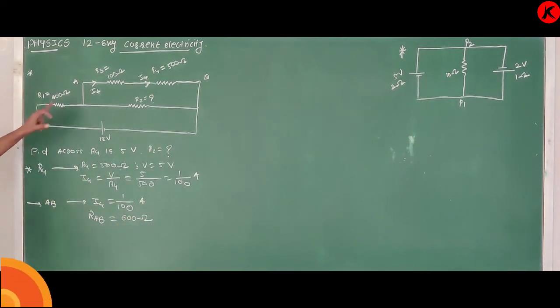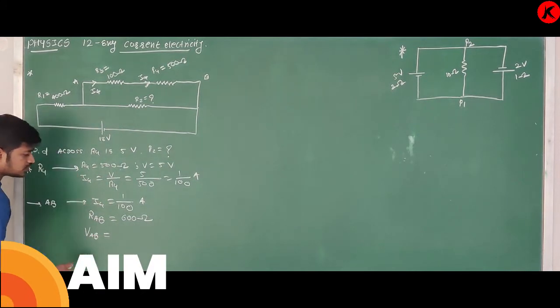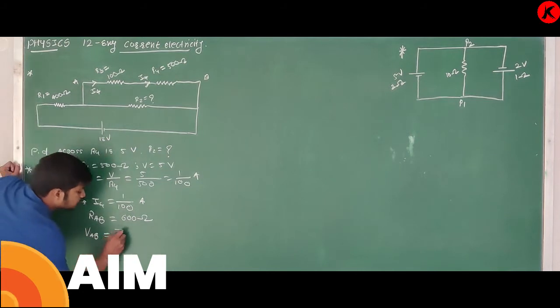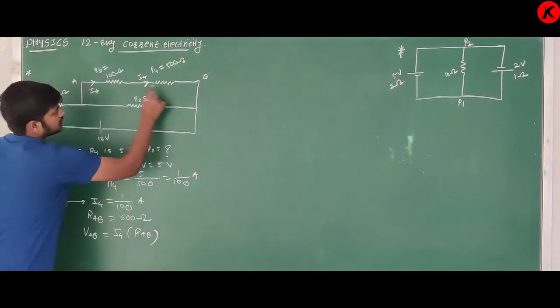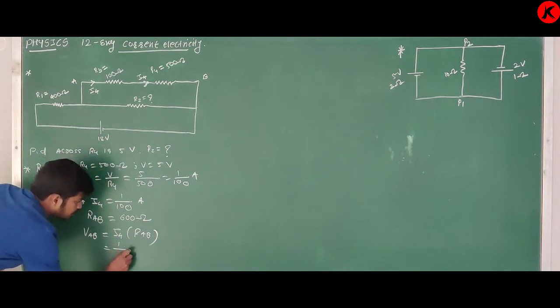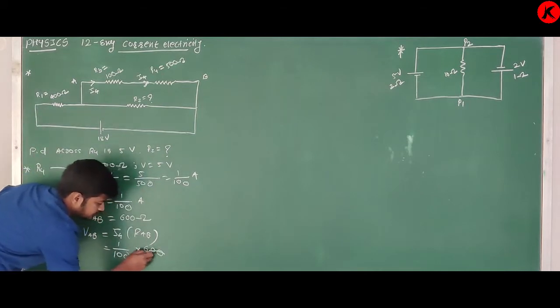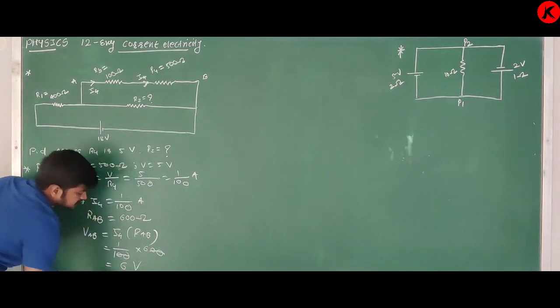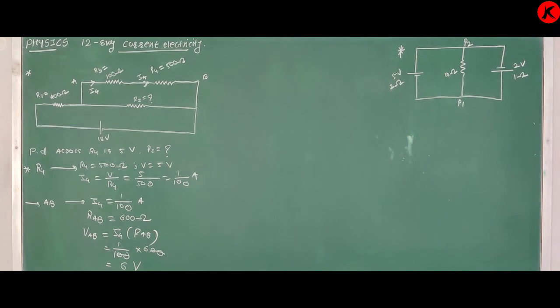So what is the potential difference between A and B? It is I into R. It is I4 into R_AB, because in this whole branch the current flowing is I4. What is I4? It is 1 upon 100, into R_AB, which is 600. So the 100 cuts, and it is 6 volt. So the potential difference between the two points A and B is 6 volt.